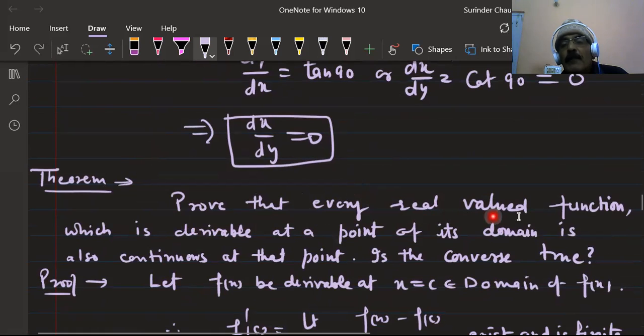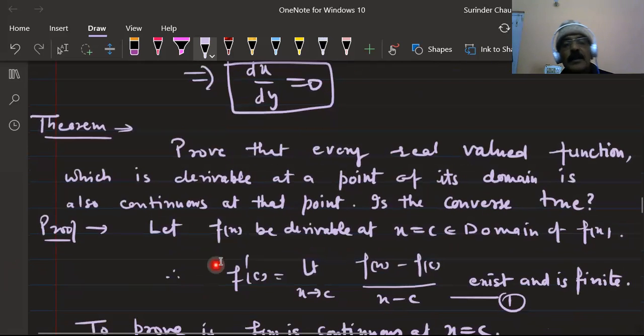Now let's relate continuity with differentiability. Prove that every real function which is differentiable at a point of its domain is also continuous at that point. Is the converse true? If a function is differentiable at a point, we'll prove that it is continuous. But the converse is not true. If a function is continuous at a point, it need not be differentiable; we will show this with the help of an example, the modulus function, modulus of x.